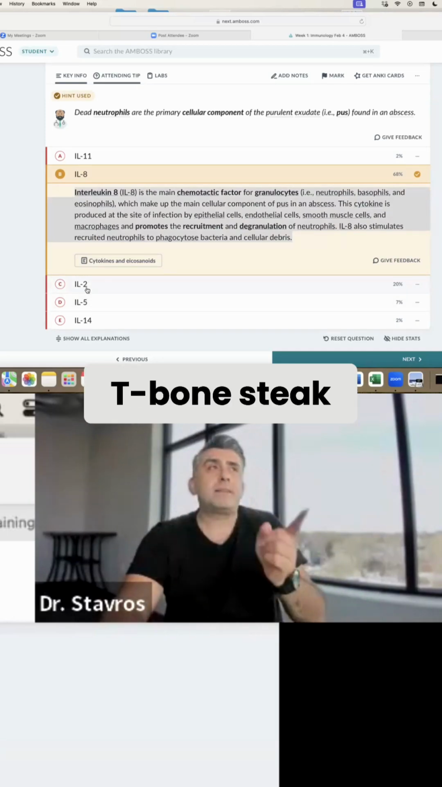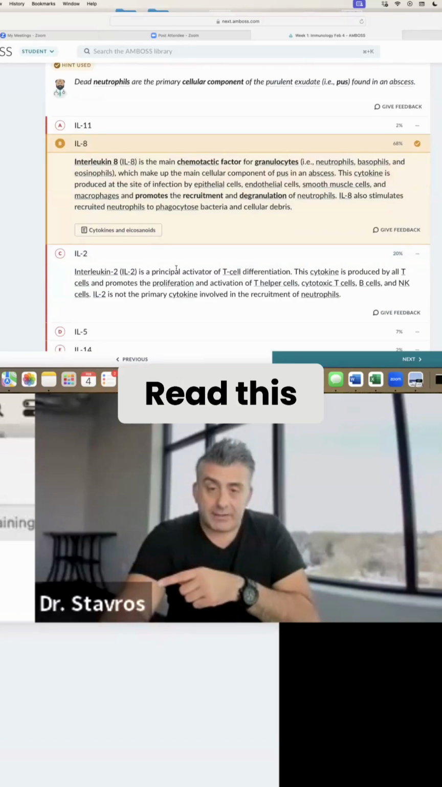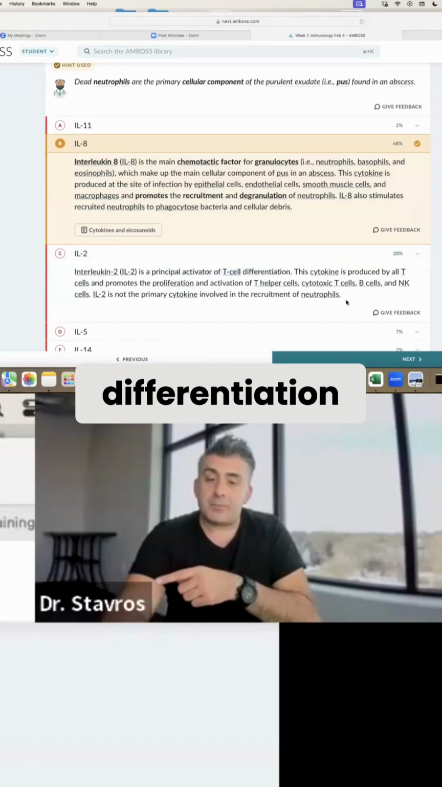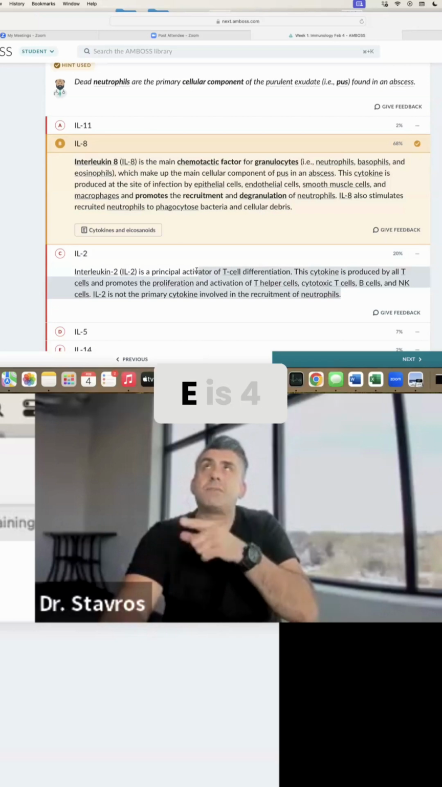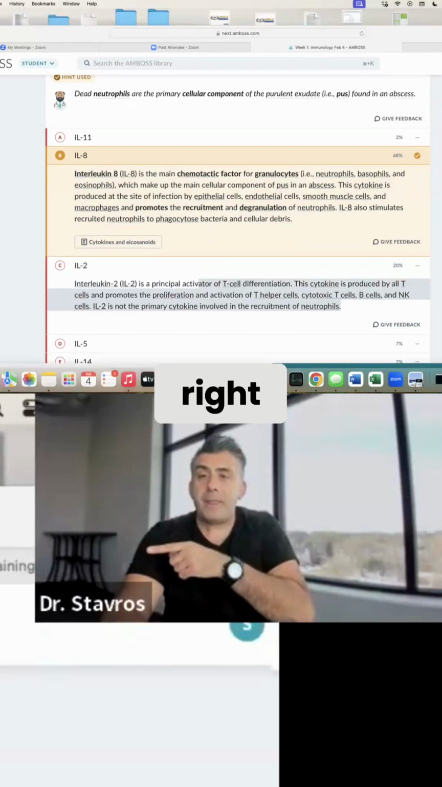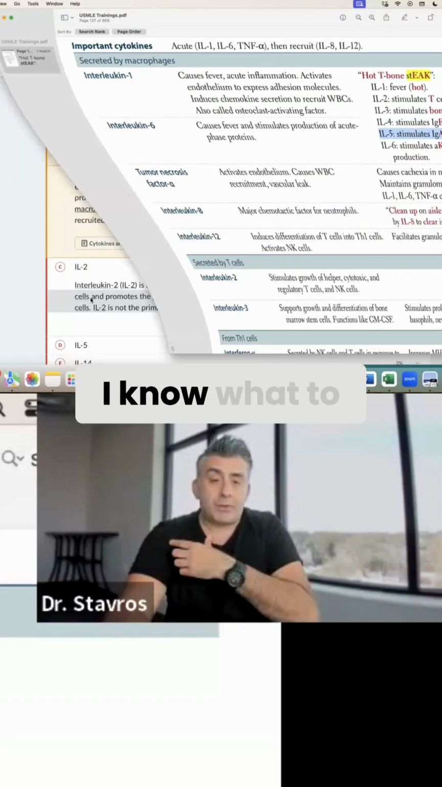Hot T-bone steak. T is for 2. Okay, T cell. Boom. Read this. Activator of T cell differentiation and absorb it. Interleukin 5. Hot T-bone steak. E is 4. 5 is A. Oh, okay. Boom. I know interleukin 5.